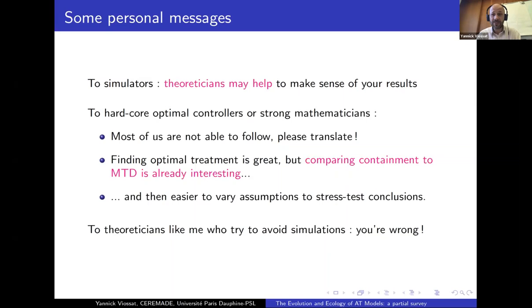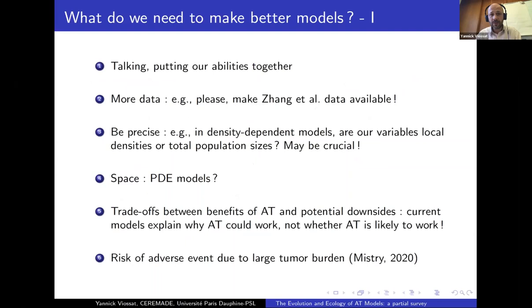I'll finish if I have some time, but otherwise, Sandy, you can cut me, by discussing what could make our model better. So I think first that we should put all our abilities together, and that's why we try to build a community. We also need more data. So it was fascinating to see Bob show some data. I would love to have all this data from Zhang et al., or any data that is publicly available, so that we can think about it.